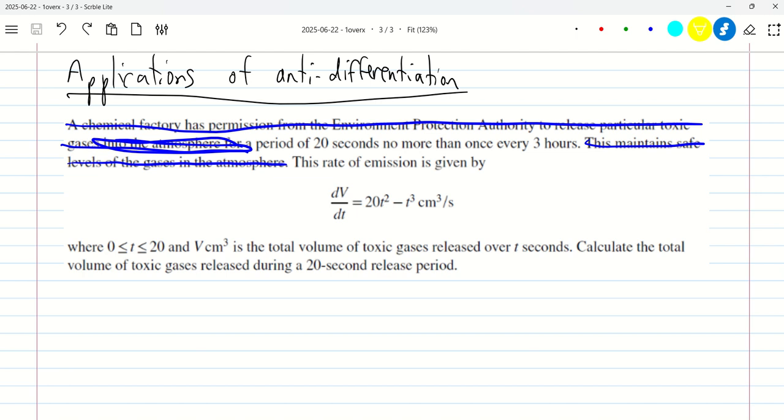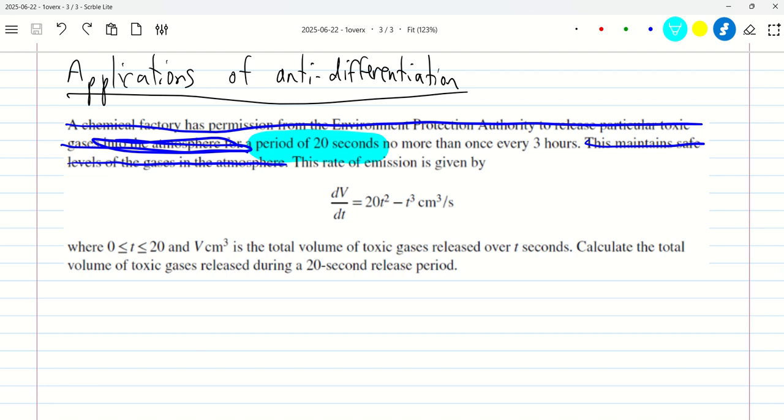It's saying where t is between 0 and 20, and it's between 0 and 20 because it's only happening over a period of 20 seconds, and then it stops. V centimeters cubed is the volume of toxic gases released over t seconds. So that's what we guessed anyway. We don't even need to be told that; we could figure it out from the units given right there. Calculate the total volume of toxic gases released during a 20-second release period.